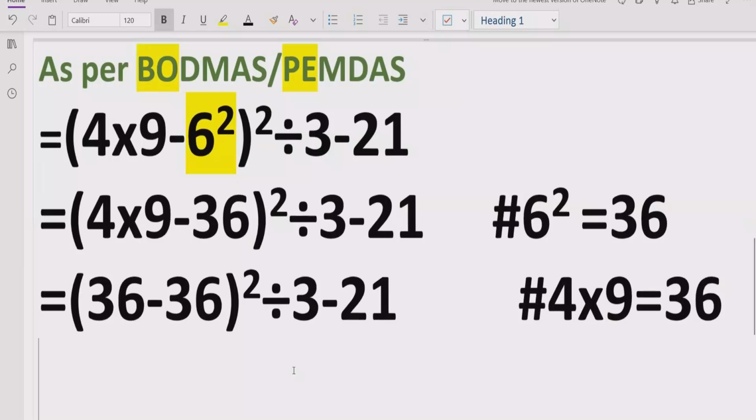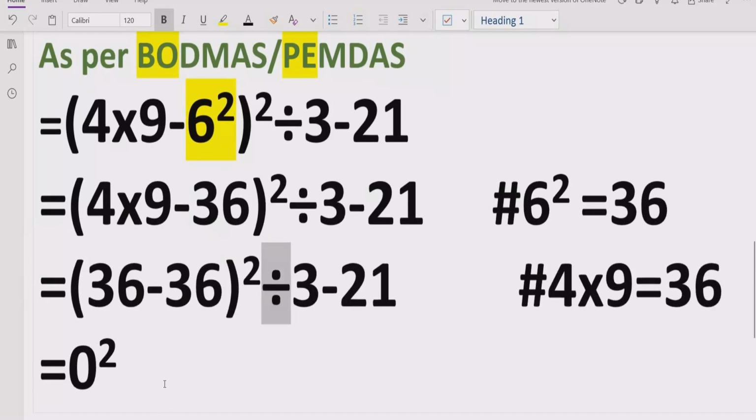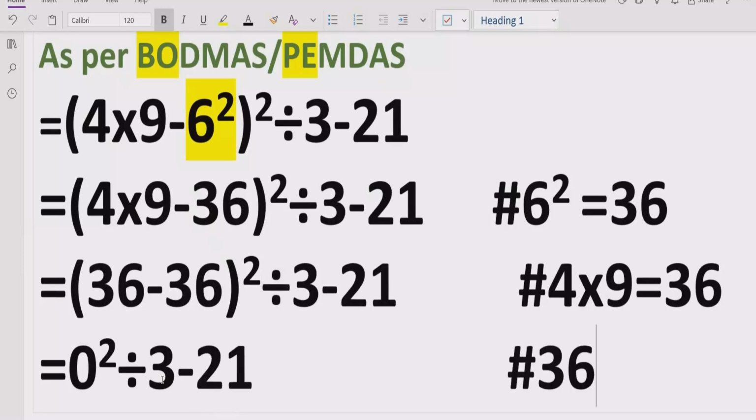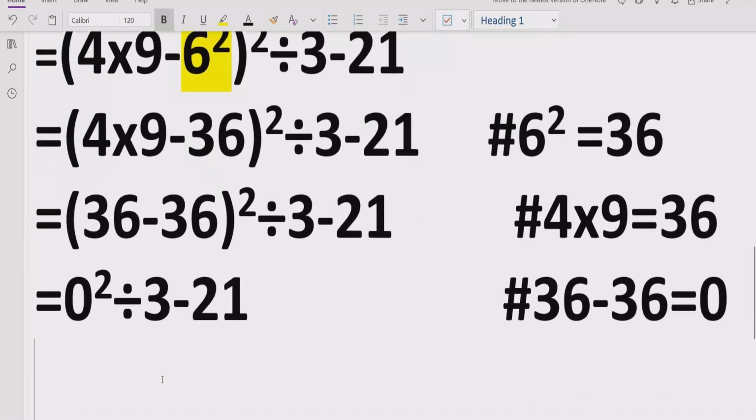Now we have solved these terms, and now we have 36 minus 36. So that we can solve this bracket, it becomes 0 because we have two numbers with the same value but different sign. So here we have 0 raised to power 2. We will write here divided by 3 minus 21. And here we have to give the reference 36 minus 36. It becomes 0. Now move forward.